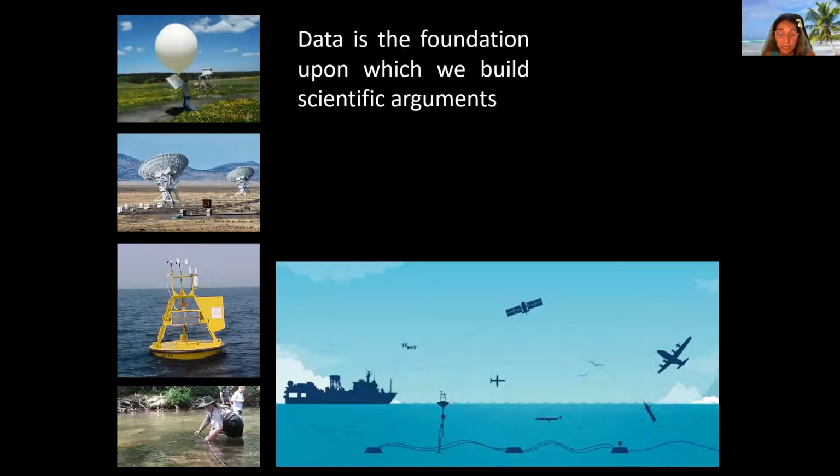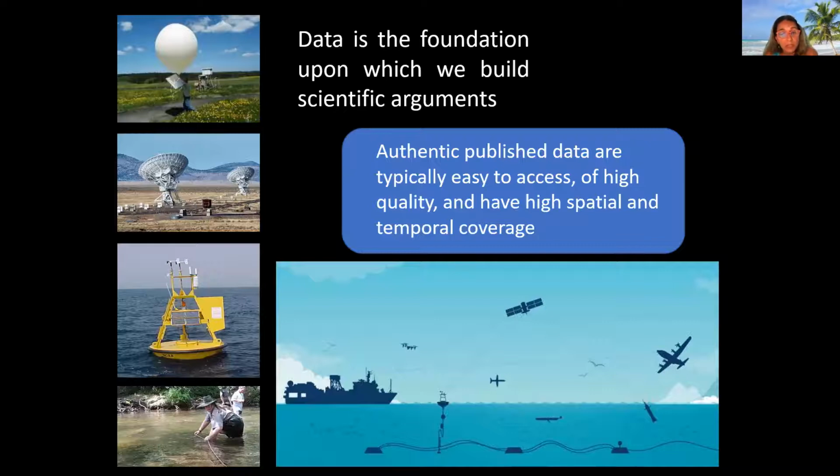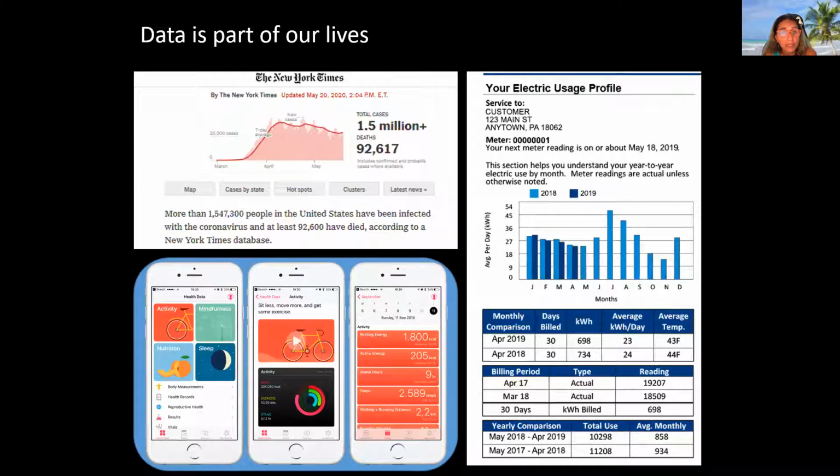But many of these limitations can be removed if we use authentic data that is already available on the internet as an integral part of teaching. These data are typically easy to access, they're of high quality, and have high spatial and temporal coverage. I also want to mention that in addition to using this data for our teaching, we're providing useful skills to our students that are useful for their day-to-day life, like reading newspapers, using their apps, or looking at their electric bill in this case, but any other thing. So that's really a useful thing to do.